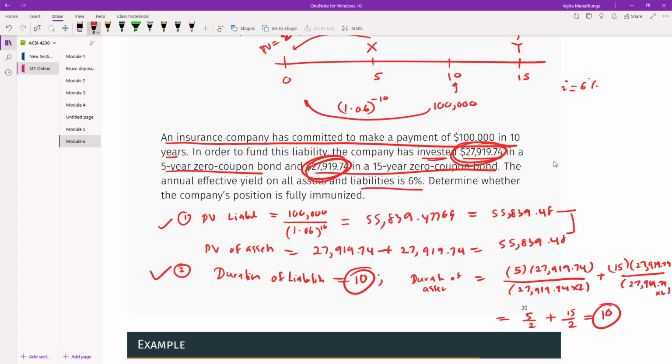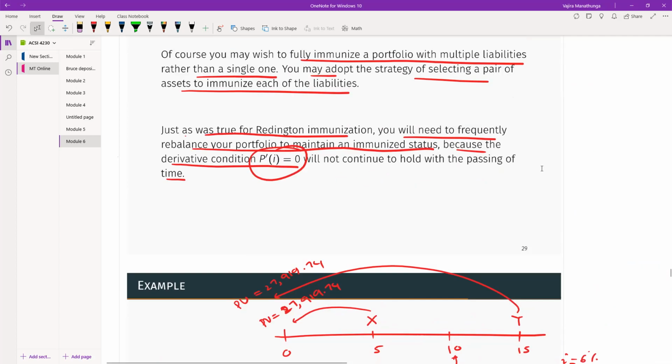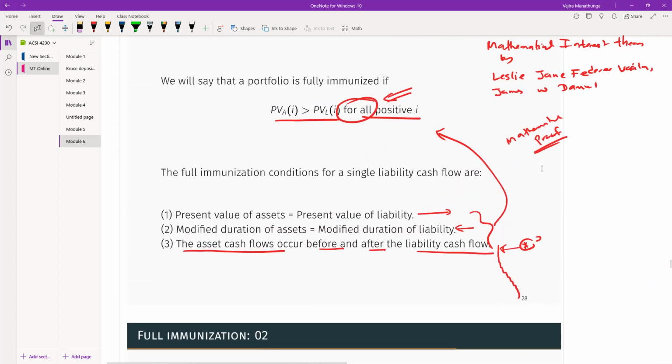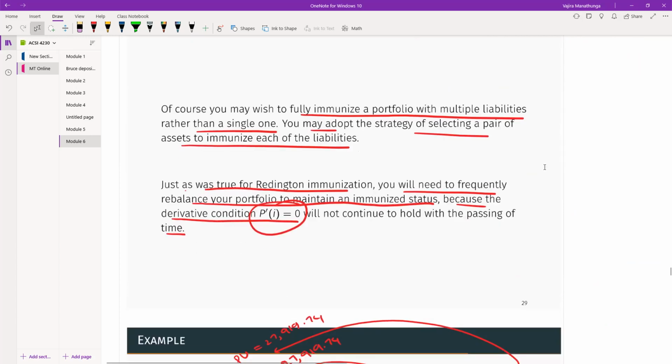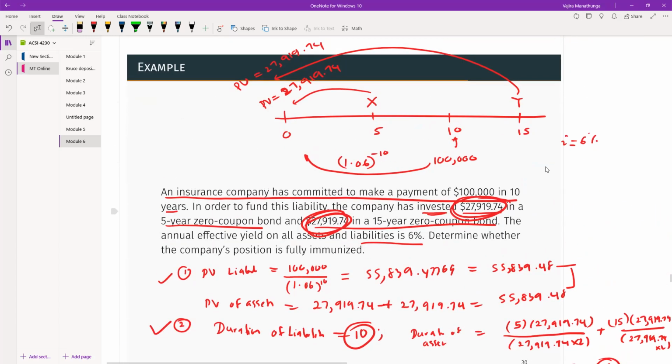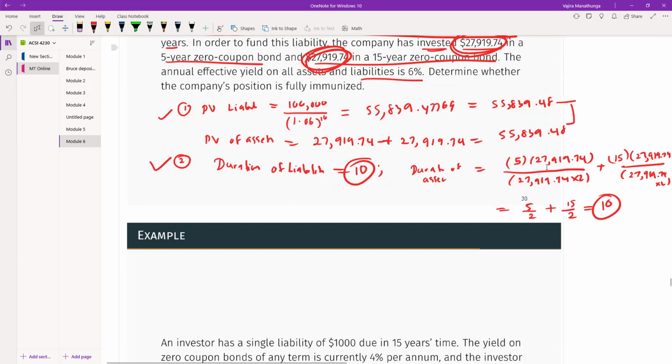So the 10 for the duration of assets, 10 for the duration of liability. So that's the second condition also. The third one is you need to have assets cash flow before and after. So right away you can see it happen before and after. So this is the liability, and these are assets cash flow. Okay, so third condition also satisfied. So that means the portfolio is fully immunized.